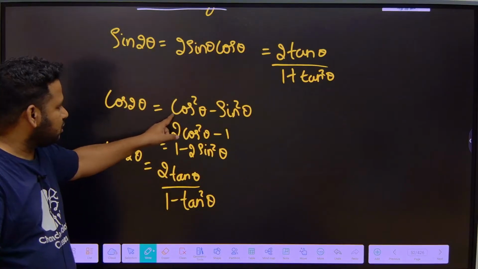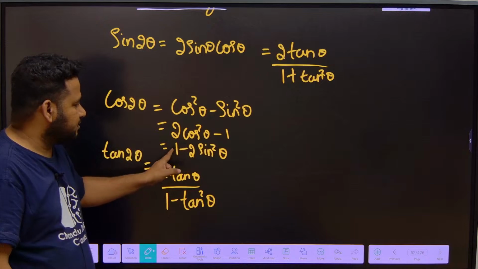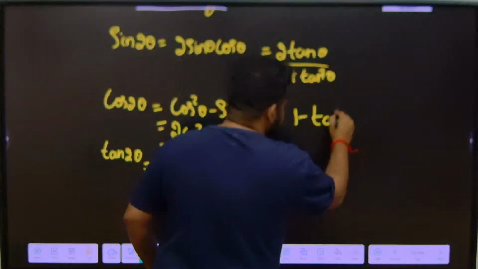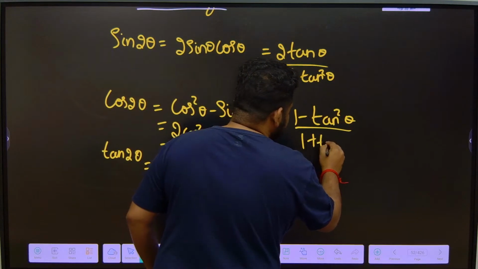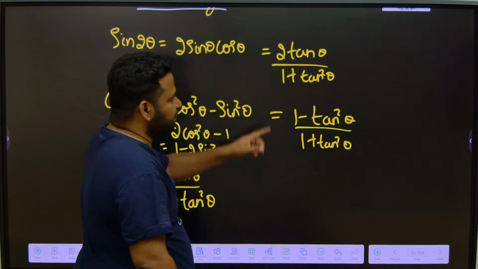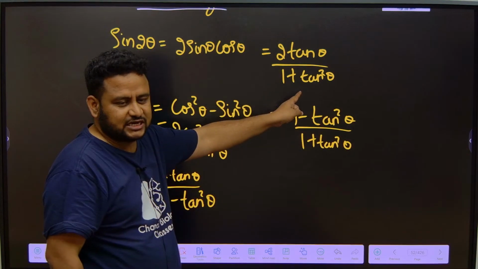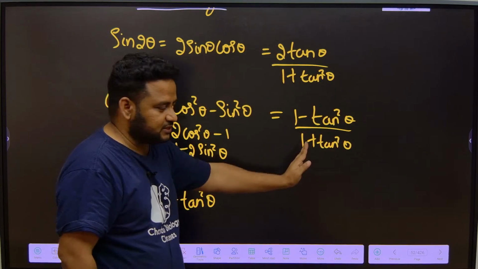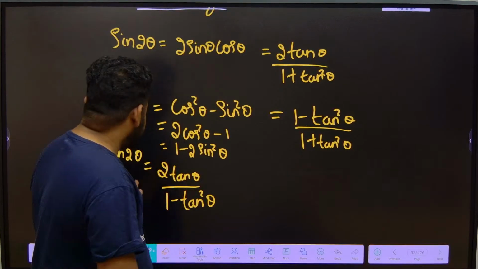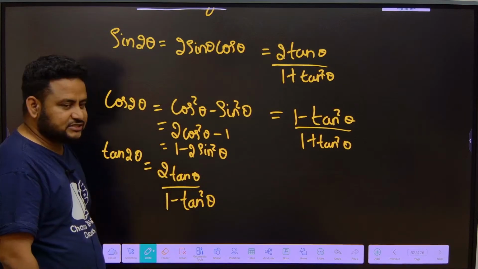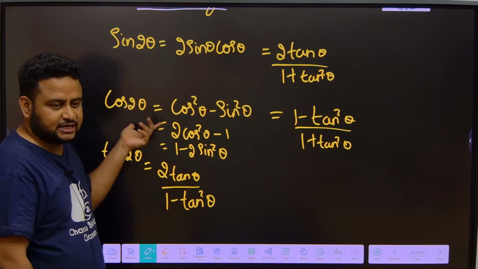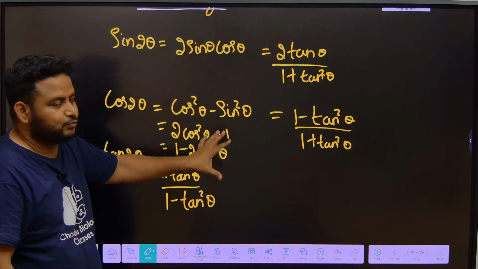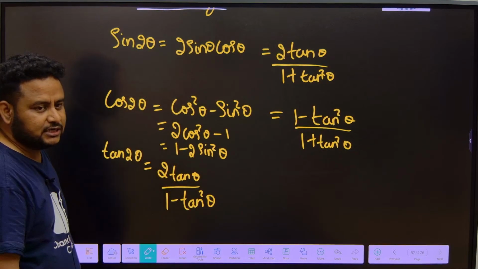Now, cos 2 theta, cos square theta minus sin square theta, 2 cos square theta minus 1, 1 minus 2 sin square theta, is completely equal to 1 minus tan square theta by 1 plus tan square theta. So you have to understand that whenever I get 2 tan theta by 1 plus tan square theta, that is actually equal to sin 2 theta. 1 minus tan square theta by 1 plus tan square theta is actually equal to cos 2 theta. Similarly, tan 2 theta is equal to 2 tan theta by 1 minus tan square theta. Suppose in a question they have given cos 2 theta and the answer options are in tan, that time you can use this. This is highly important that you should use this.